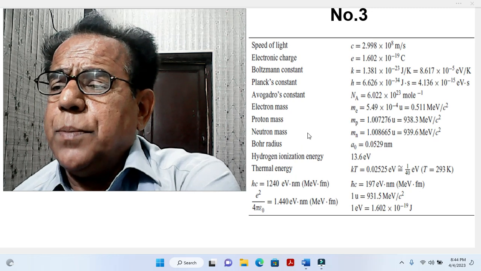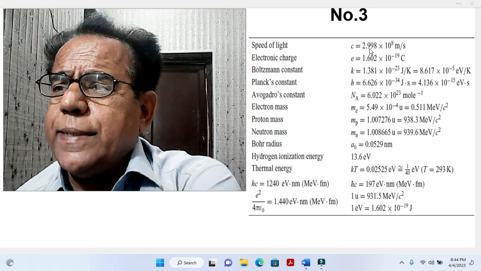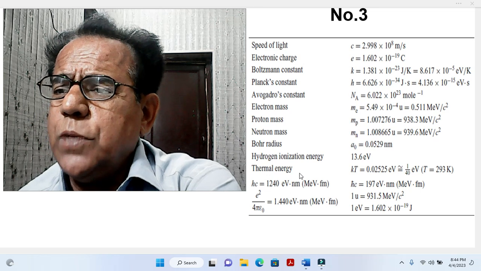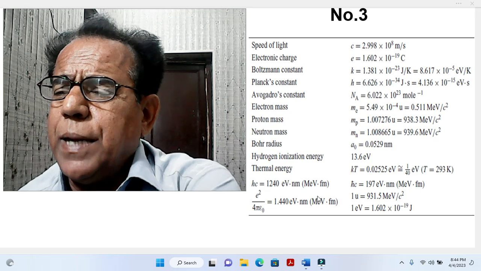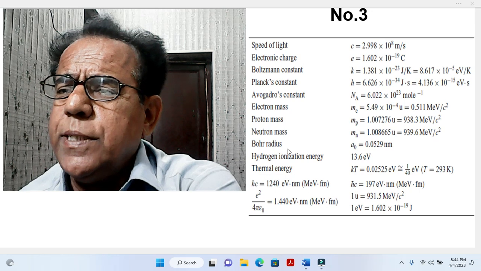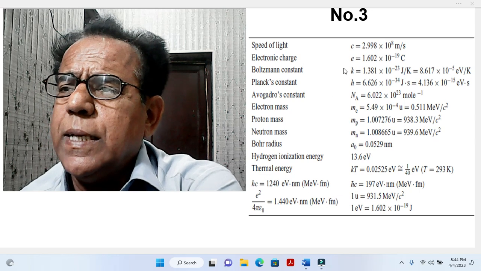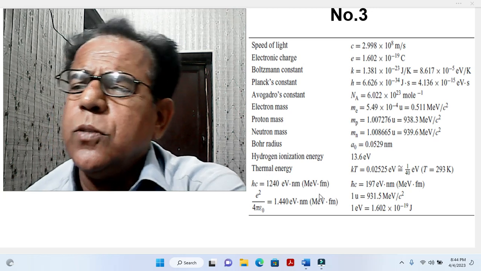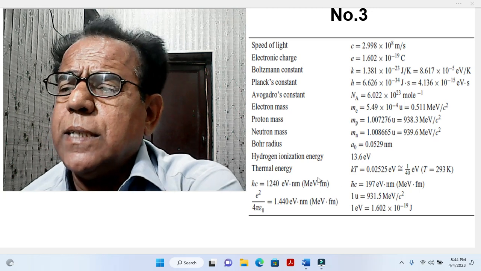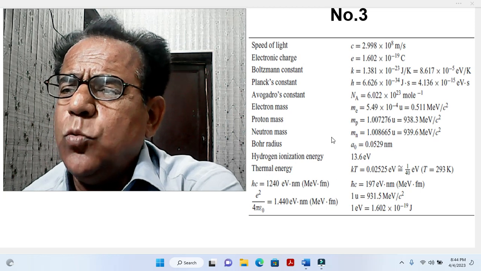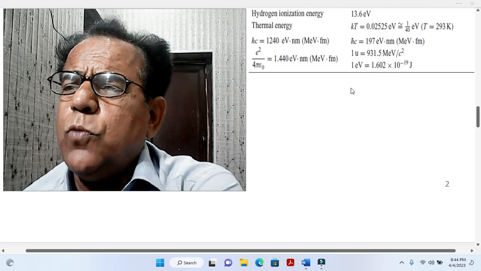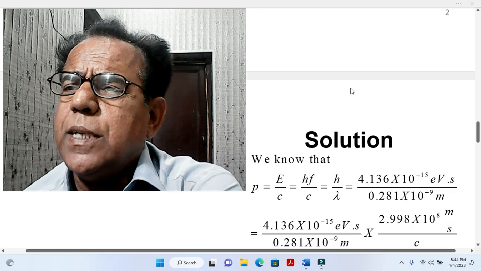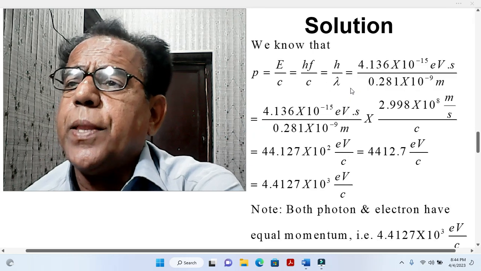Next, the combined result of h and c is also given here. This combined result is not necessary, because these two values are separately given, and if we multiply these two we will get this value. So it is our discretion whether we take this combined value or the separate values. Now we move to its solution in a proper manner.